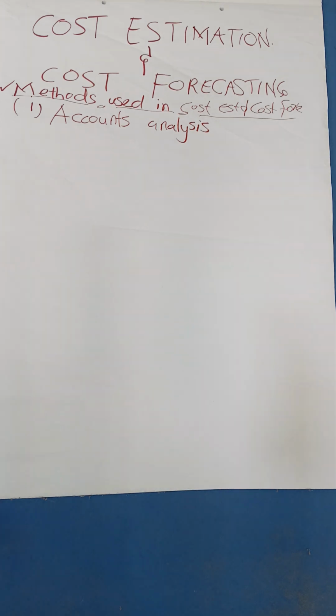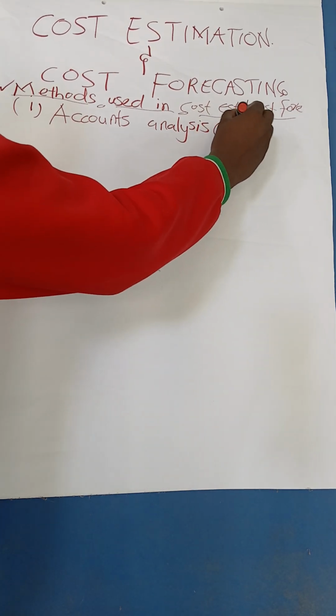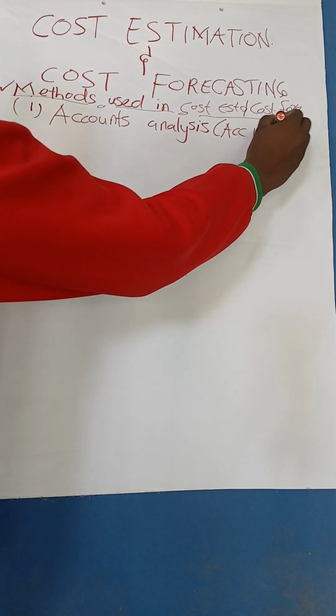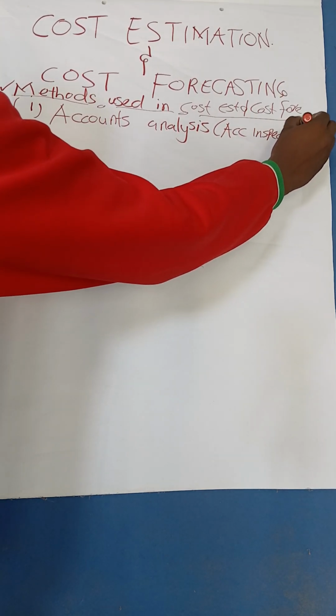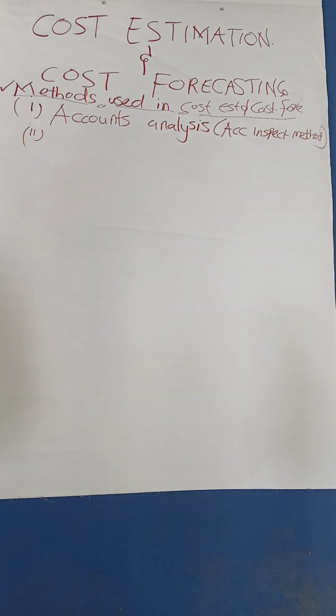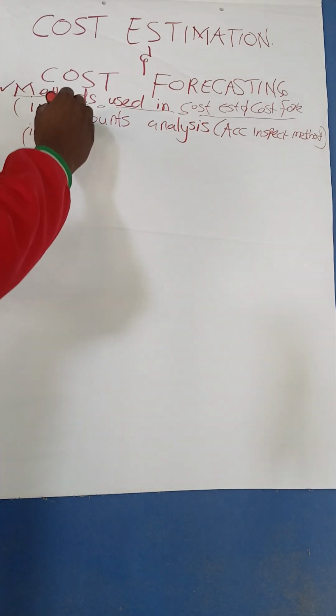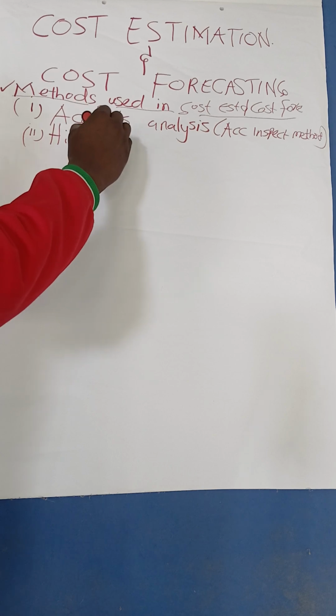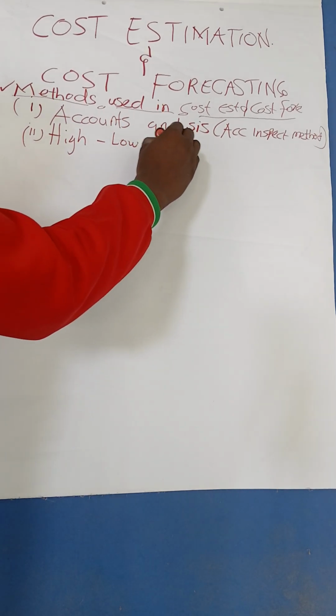In other books, you will refer to this method as the accounts inspection method. Then two, we'll also have another method that you have to look at. It's called the 2-point method. Let me start: the one we are used to is called the high-low method.